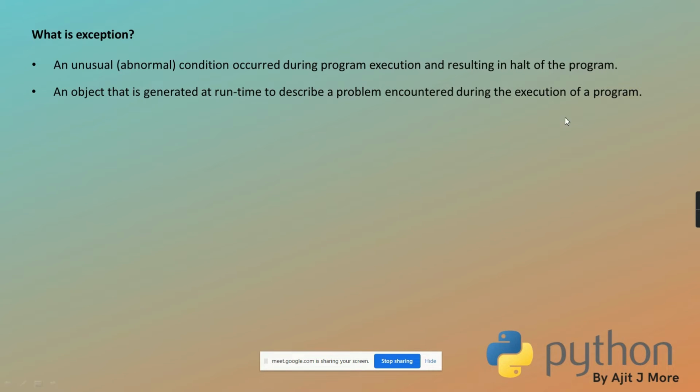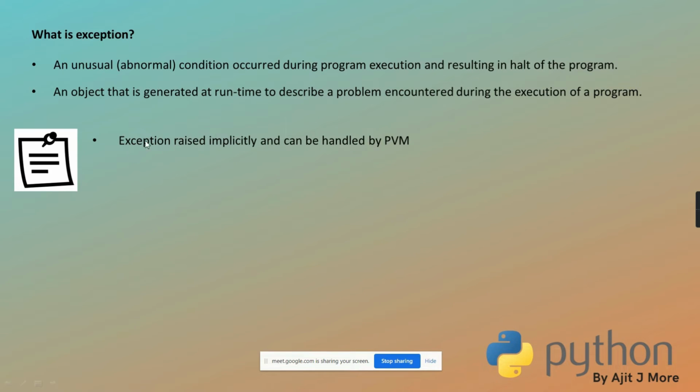Now Python has given a facility to avoid that halting. If you want to avoid the halt of execution, you can handle these problems, and how to handle it is what we are going to study. In Python there are four possibilities. An exception is raised implicitly by your PVM, and PVM takes care of it. PVM has the ability to take care of all types of problems, but in some situations you have to tell PVM, and in some cases PVM itself will take care of it.